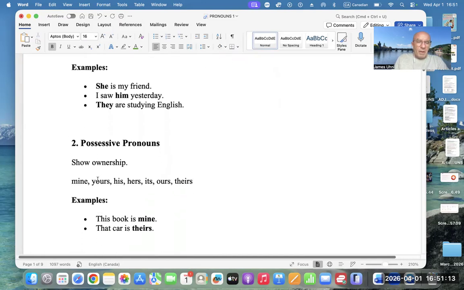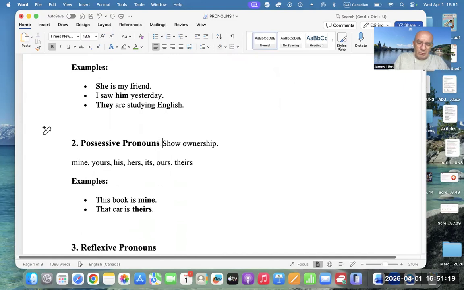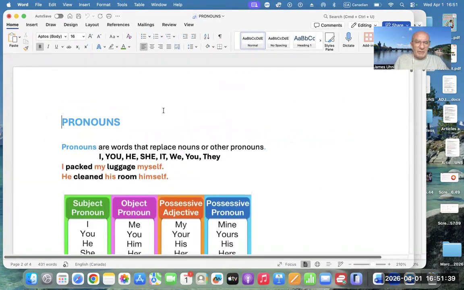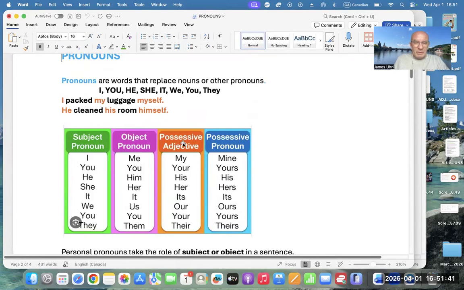Then we have possessive pronouns, which show who owns something, show ownership. Mine, yours, his, hers, its, ours, theirs. Let's see if we have it over here. So I will go back, and we have possessive adjectives, possessive pronouns. Mine, yours, his, hers, its, ours, yours, theirs.